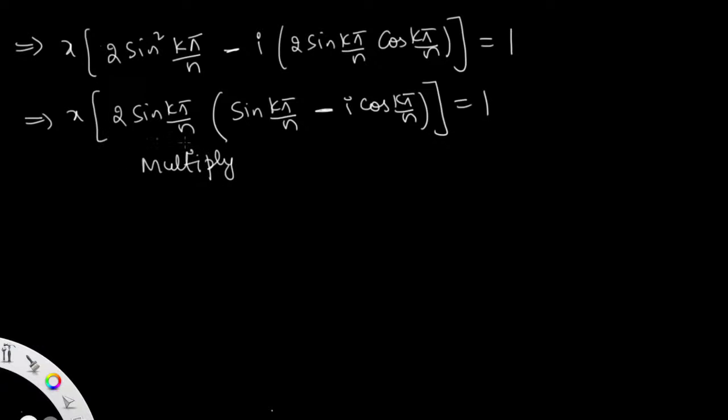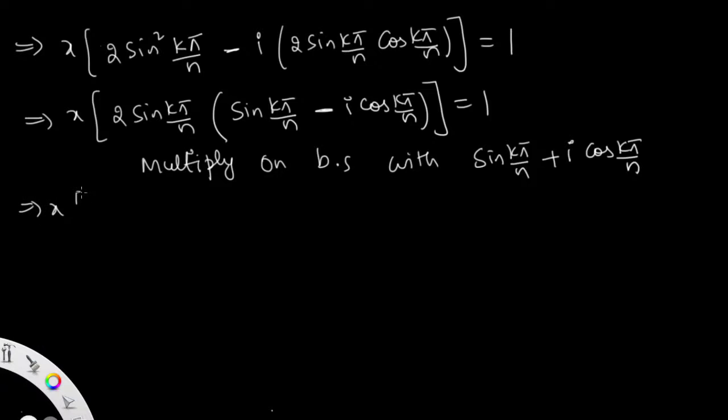Why? Because we have to write x, so we multiply on both sides with sin k pi by n. A minus b term is there, write as a plus b, that means its conjugate: sin k pi by n plus i into cos k pi by n on both sides. So multiply this term with this term, 1 into this term. Total expression multiplied on both sides.